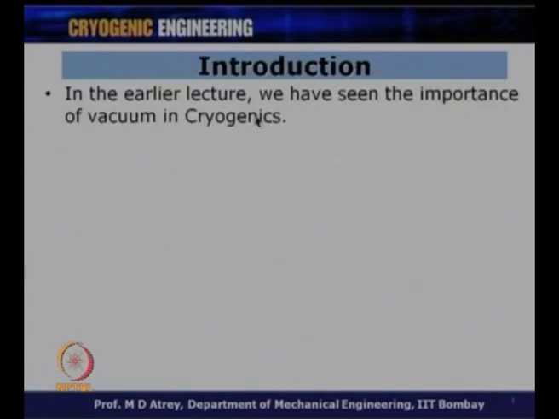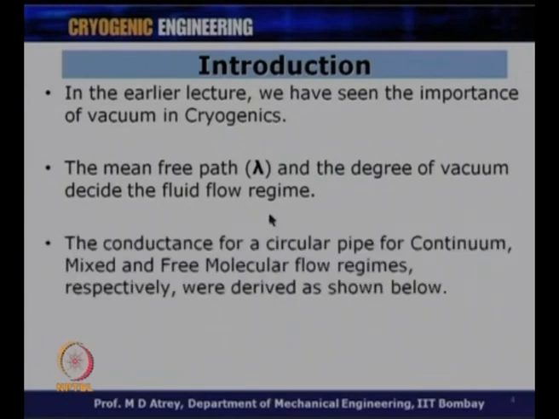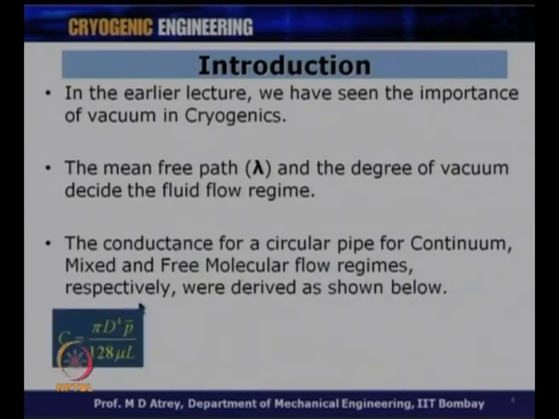All right. In the earlier lecture, we have seen the importance of vacuum in cryogenics. We have seen the mean free path lambda and the degree of vacuum will decide the fluid flow regime. And then we had Knudsen number also in order to classify these different flow regimes. The conductance for circular pipe for continuum, mixed and free molecular flow regimes respectively were derived as shown below. If you remember the derivation we did last time, we found that conductance for continuum flow is proportional to d to the power 4, which is the expression from the Poiseuille equation basically.